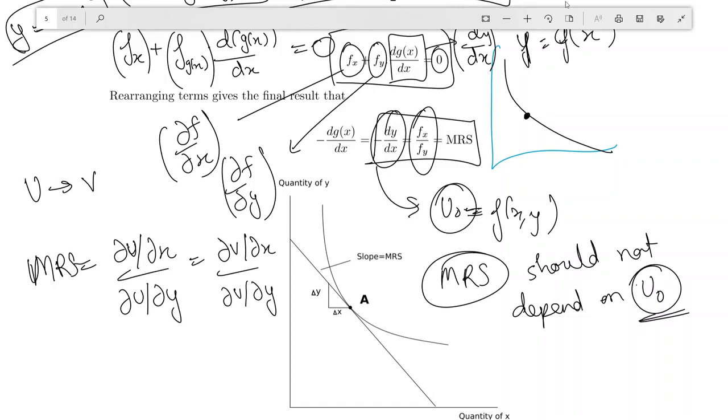Okay. Now del u by del x has changed. Sorry, del u by del x and del v by del x are different. Del u by del y and del v by del y are different, but the ratios are going to be the same. So whatever change happens in the numerator, the same change will happen in the denominator, and the changes will cancel out after you do a monotonic transformation. So the idea is MRS does not alter under monotonic transformation. So feel free to use monotonic transformations if MRS is the thing that you are interested in.